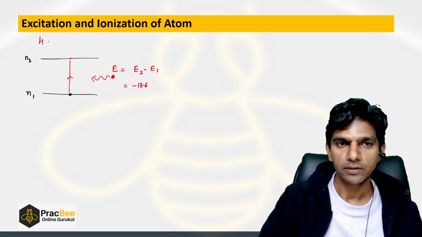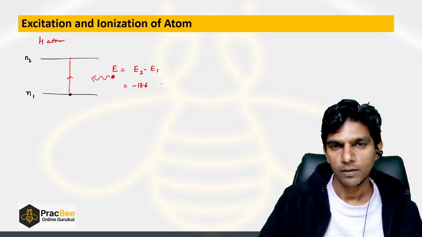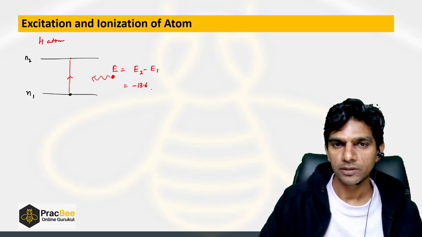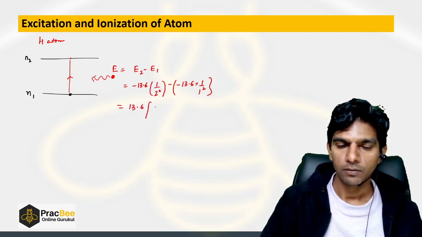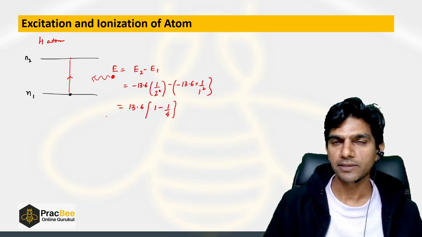if it is hydrogen, right? If I consider the hydrogen atom, it is minus 13.6 times 1 upon 2 square minus, minus 13.6 times 1 upon 1 square. So this will become 13.6 times (1 minus 1 by 4). Like this, we can find the excitation energy.